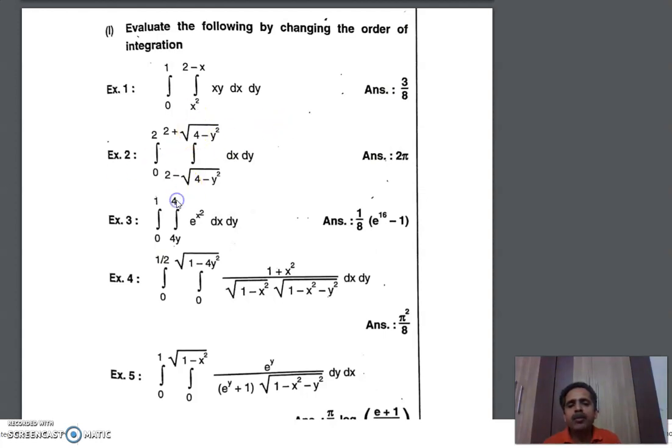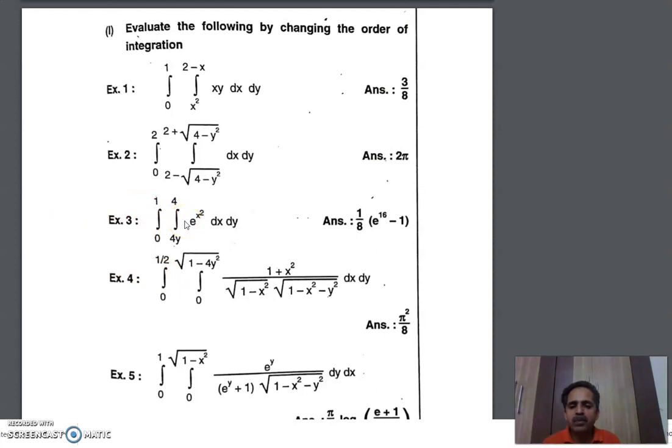If you observe the third problem, the limits of the inner integral are functions of y alone. That means there is integration with respect to x first. But integration with respect to x first is difficult. Comparatively, integration with respect to y first is very easy, because at that time x will be constant. So in this problem also you can change the order of integration.